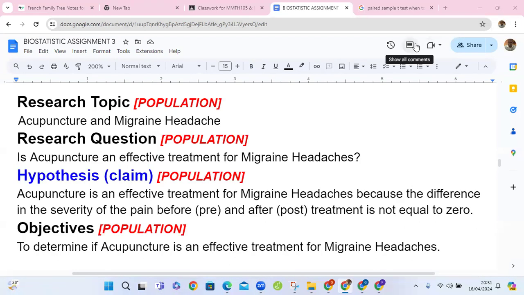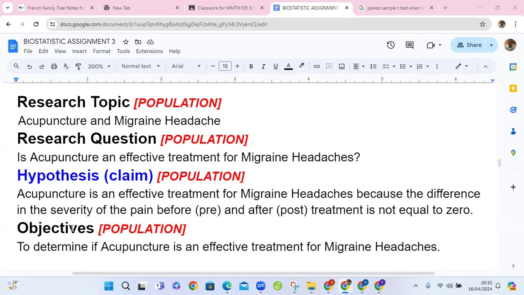So here we are going to complete the research topic, which is anything along the line of acupuncture and migraine headache. Then the research question is: is acupuncture an effective treatment for migraine headaches? And the hypothesis, which is a claim, an answer without empirical data to the research question: acupuncture is an effective treatment for migraine headaches because the difference in severity of the pain before, that is pre, and after, which is post treatment, is not equal to 0.